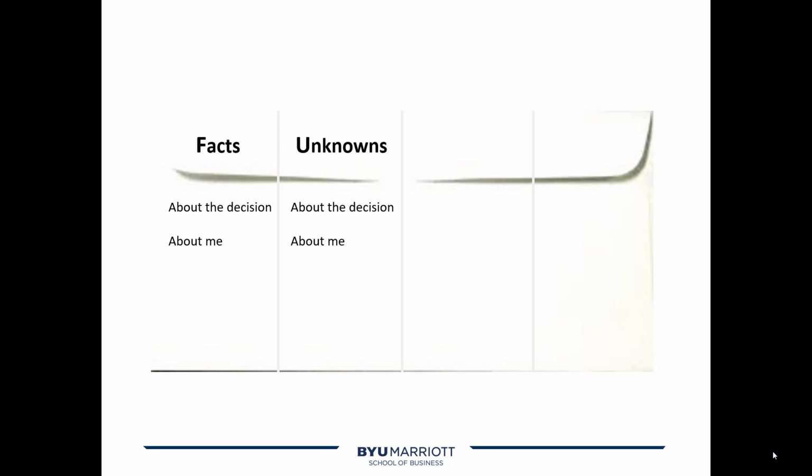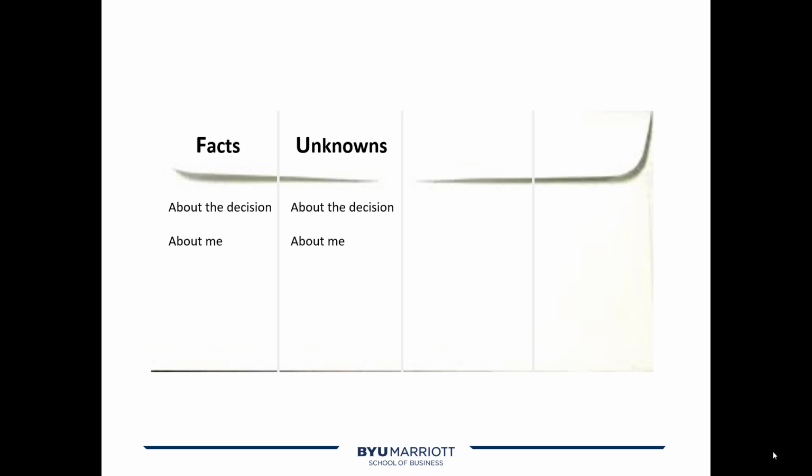And you also want to list unknowns about yourself. Maybe how long we intend to live there may be uncertain. Or what do we really want? We're not sure if we want to buy or rent. We're not sure if we want a new build or if we want an older house that we can remodel. There are many unknowns about both the decision and about you that you want to take into account.